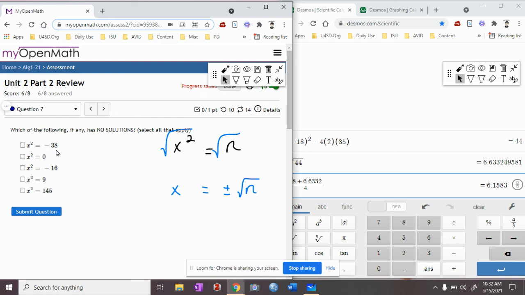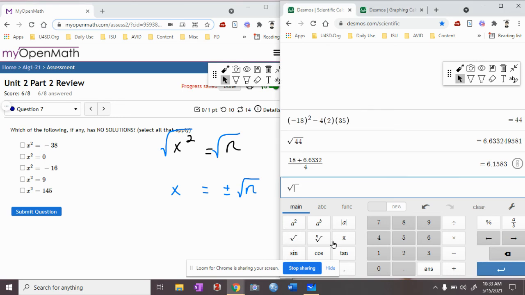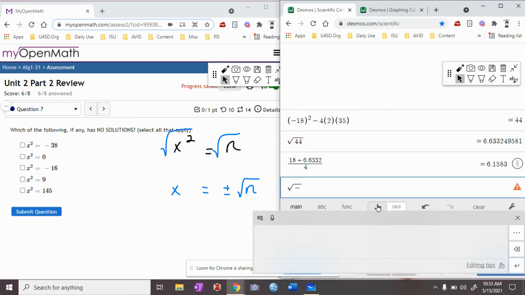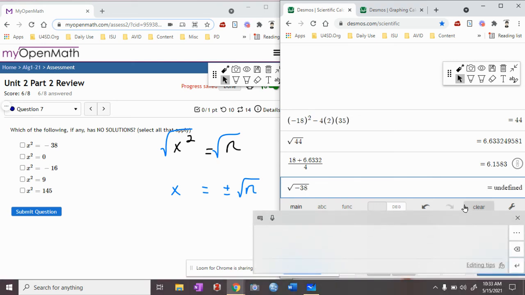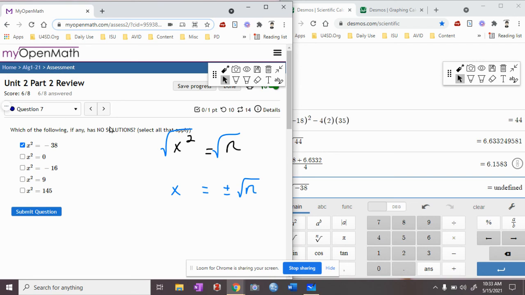So can I take the square root of negative 38? I don't know. Let's check. Square root negative 38. Undefined. So that does not have a solution. So that is one of the things we need to select. Which of the following has no solution? So which ones are undefined? Well, what made that undefined? Because I don't want to go through and check all of these.